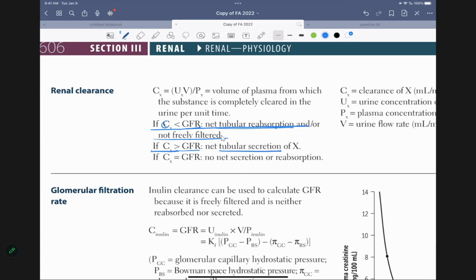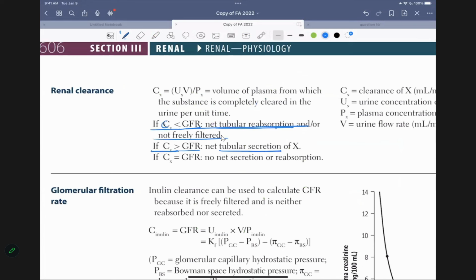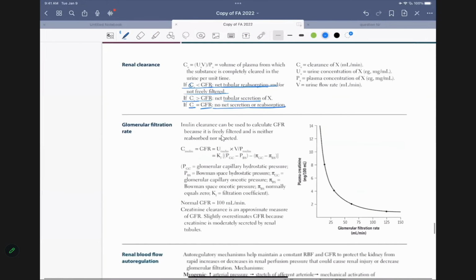And the last one, I filtered 500 and I excreted 500. No reabsorption, no secretion. It's the same amount you filtered, you are excreting. That tells you when the clearance equals GFR, there's no secretion or reabsorption. It's just like a definition to understand how to do the math. If I ask you to calculate, you just figure out these numbers and tell the difference. That's the idea here, folks. Other than that, there's not much in there.